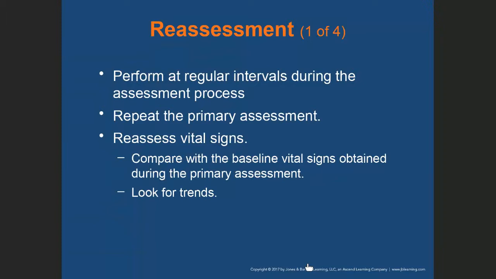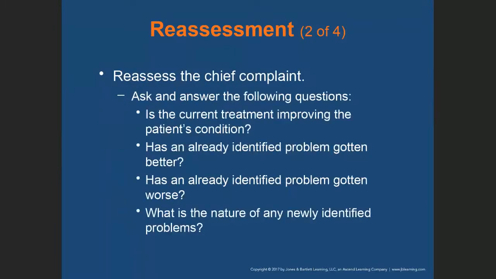Is the patient getting worse? Is there some treatment I need to offer now that has not been offered before? And do I need to downgrade treatment? What are the vital signs telling me? So you're repeating your primary assessment, you're repeating your vital signs, you're looking to see if your patient improved, you're looking at your trends. Is he or her trending up or down? And during this phase, you will do your documentation as well.